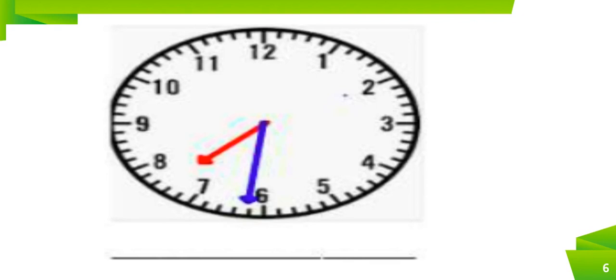Let's focus on the hour first. If our hour is between the 7 and the 8, are we going to skip ahead to 8 o'clock or are we going to go back to 7? Yeah, we're going to go back to 7 because it's not yet 8 o'clock, right? It's still 7 o'clock, okay? So our hour is 7. Let's look at our minute hand.